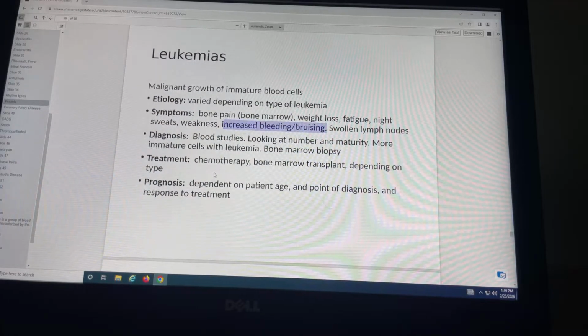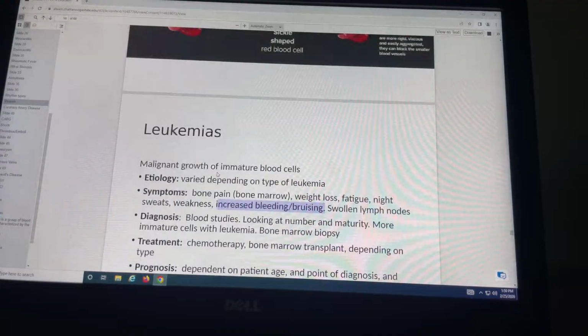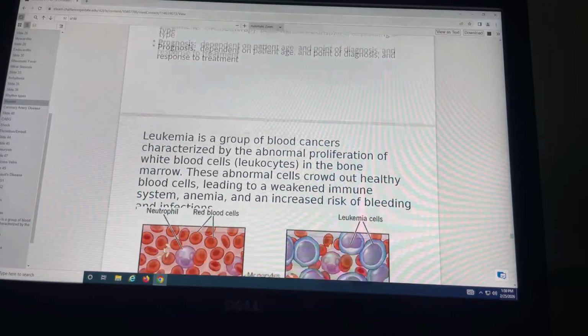Prognosis-wise, it depends on how old they are, how far along they are, like what stage you catch it in. There's also multiple different types of leukemia. So some leukemias are more treatable than other types, right? So it's kind of hard to give a specific prognosis because it really just depends. Any questions about that one?